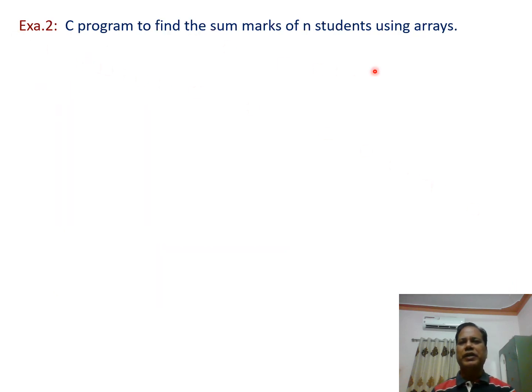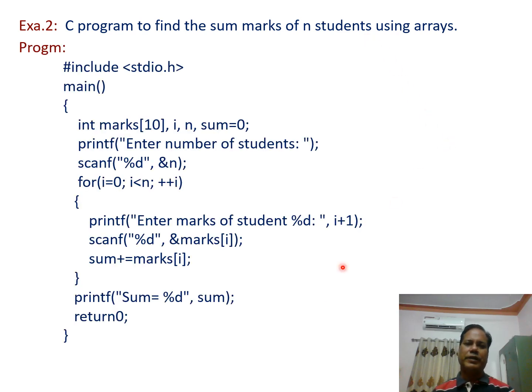Now let us take the second example. In this second example of an array, we write a C program to find the sum of marks of n students using arrays. So n students, n may be 10, n may be 20, n may be 50. Using an array, we have to store the marks of the 50 students, and then find the sum of their marks. An example program may be written like this.